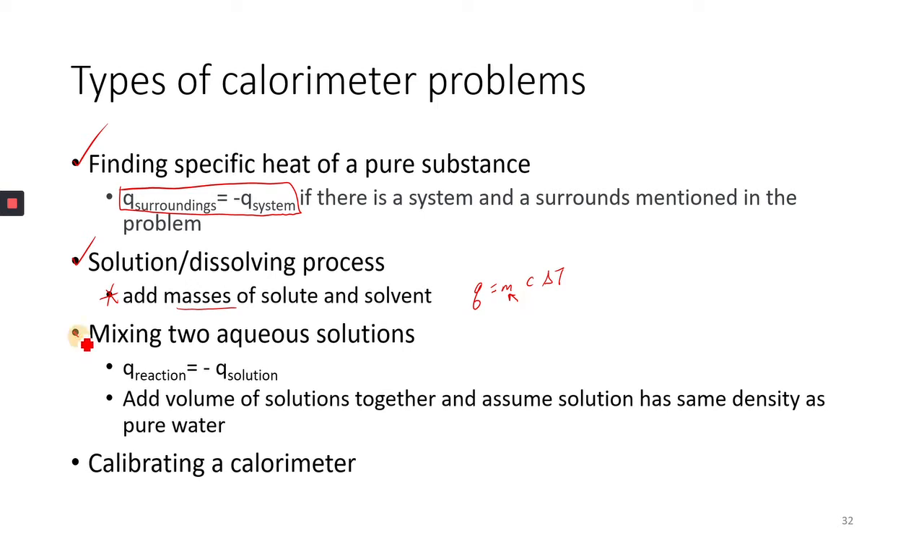The third type is when you're mixing 2 solutions, 2 aqueous solutions, and you want to get the heat of the reaction. The heat of the reaction is going to actually be equal to negative the heat of the solution. So again, it's in a calorimeter, and you're measuring the change in temperature of the water. And what you have to do is add the volumes of each solution together, and then assume that the solution has the same density as water, which is 1 gram per milliliter. So then you can take the volume and convert it to grams, and that would be your mass. And the last type is how do you calibrate a calorimeter?